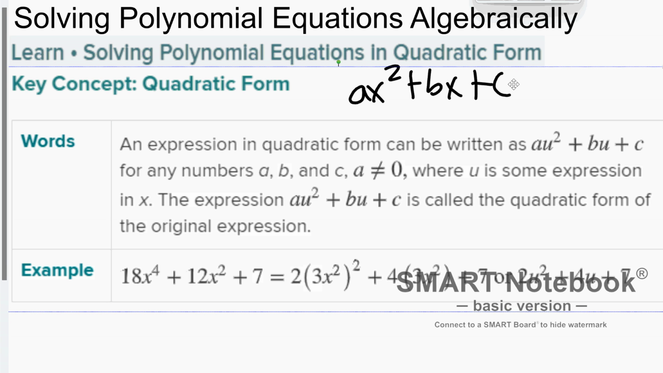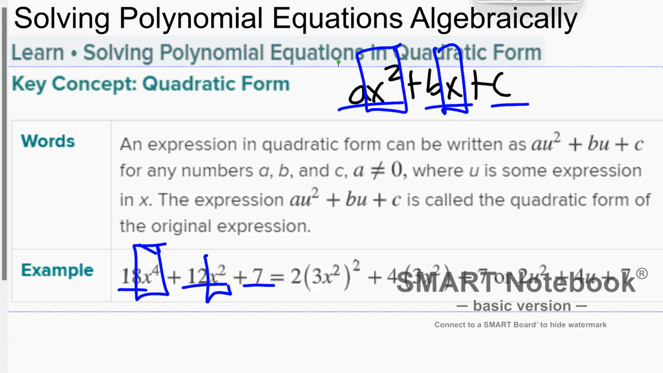Right? So what happens when we have problems that kind of look like the quadratic? We have three terms like this. So 1, 2, 3, except normally the first term's an x squared, and the middle term is just an x, right? But here, this is an x to the fourth, and this is an x squared. Well, it kind of looks like a quadratic.